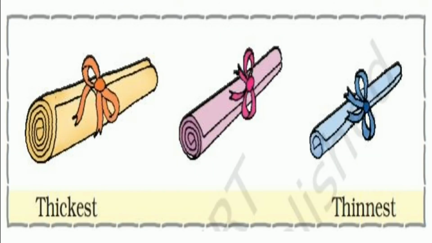Next, here you can see paper rolls. Among these three, which is thick, children? First, second or the third one? Yes, the first paper roll is thick, right? So we say the first roll is the thickest. Among these three, which is thin, children? The third one is the thinnest among three.